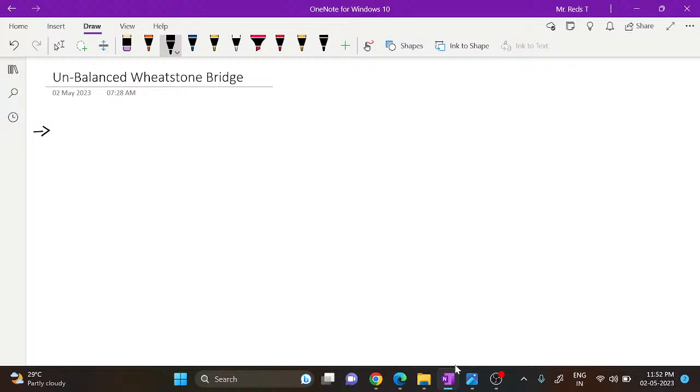Let us discuss briefly the concept of unbalanced Wheatstone bridge and how to find the direction of current flow in an unbalanced Wheatstone bridge. So briefly, balanced Wheatstone bridge. What is a balanced Wheatstone bridge?